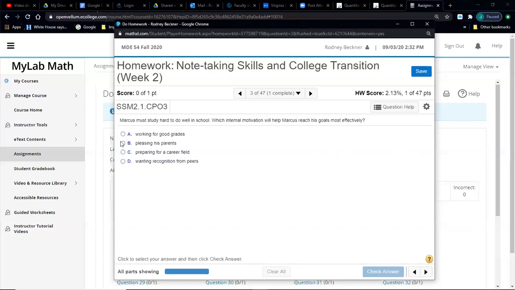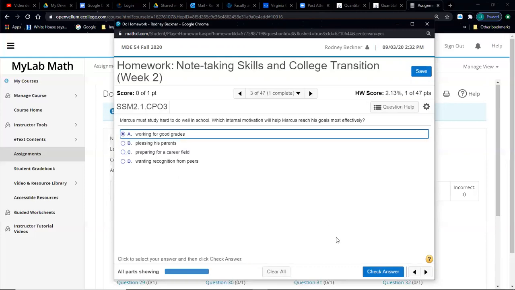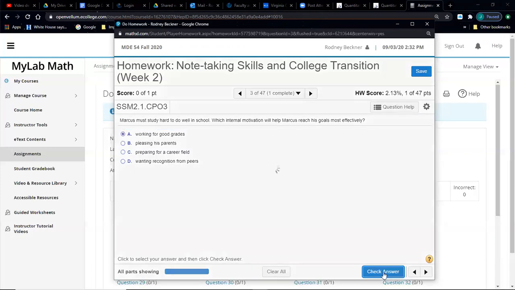All right, so what internal motivation could help? And this will be the last one we'll do together, because you get the point. Working for good grades, pleasing his parents, preparing for a career field, or wanting recognition from peers. So it says internal motivation. Maybe that has something to do with it. Prepping for a career. Maybe it's working for good grades. Maybe that's the motivation to do well.